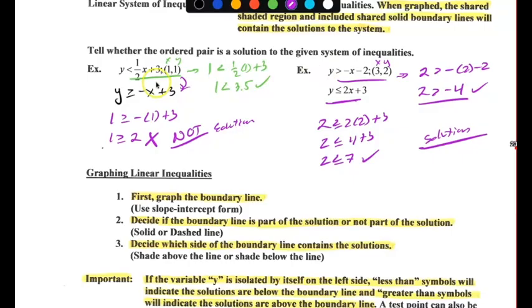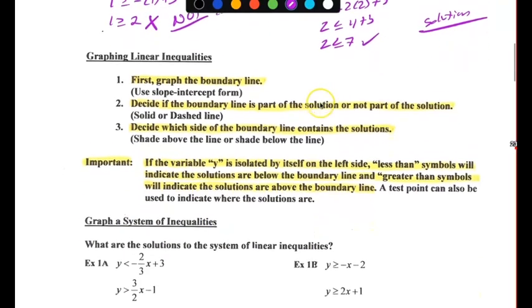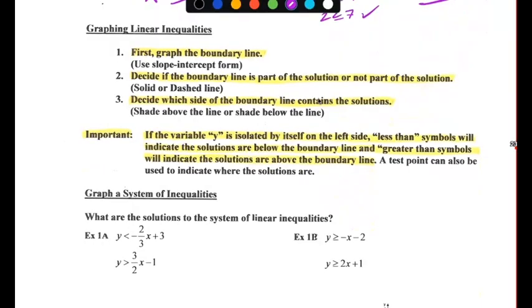That's how you could tell with a test point. Plug into both of them. It has to be true for both of them to work. But other than that, we're just going to graph both of our inequalities. We're going to graph them both, and then where they both shade is our solution.